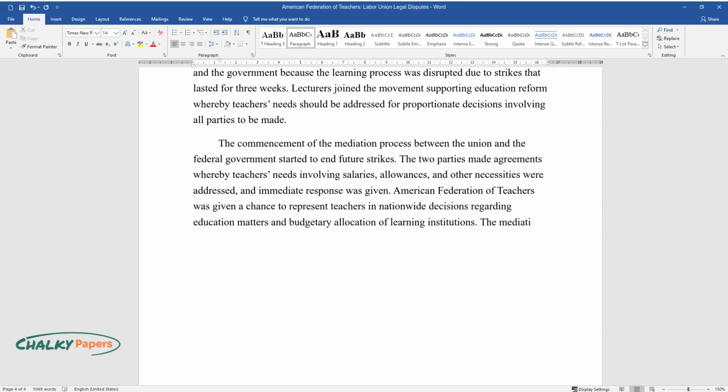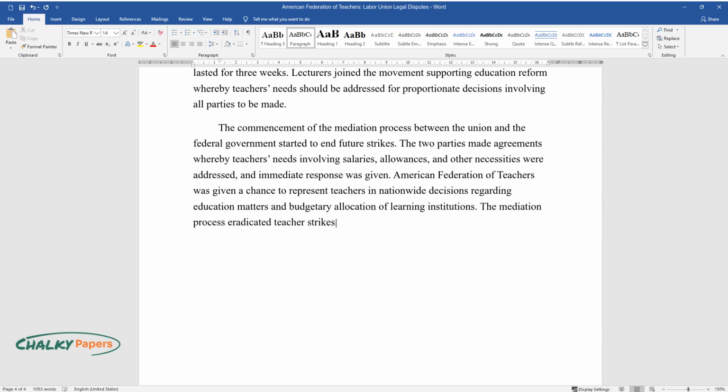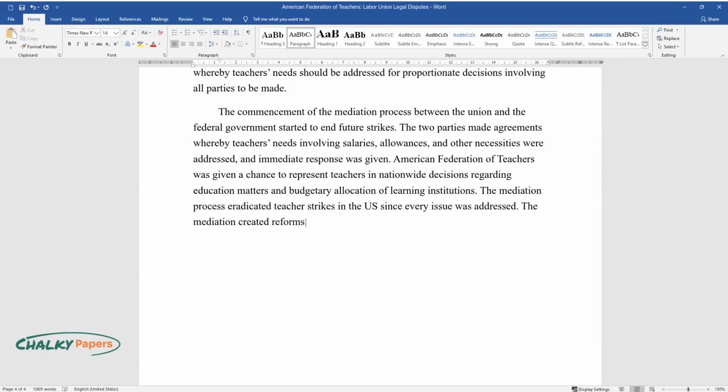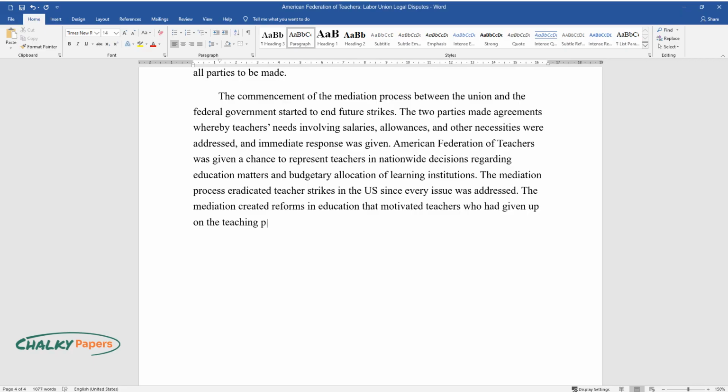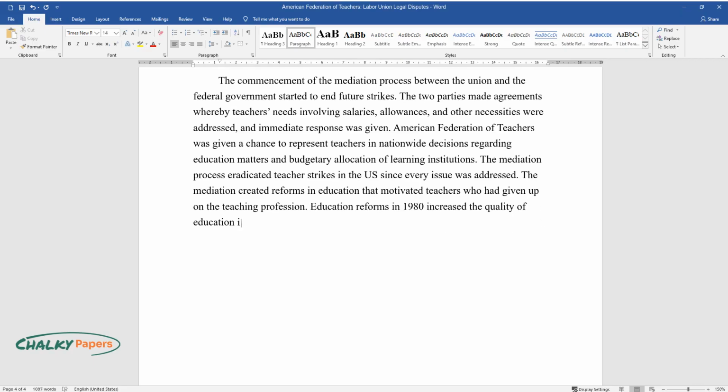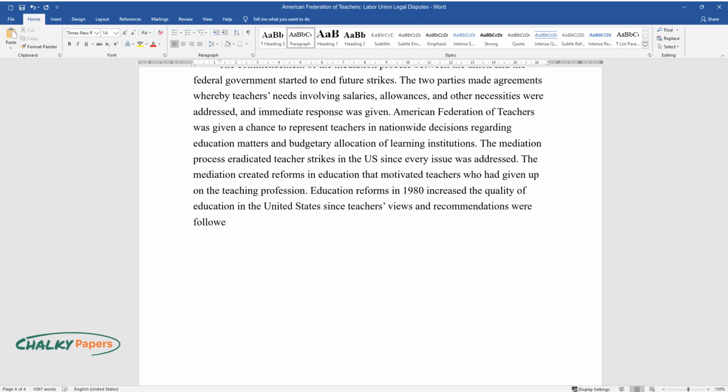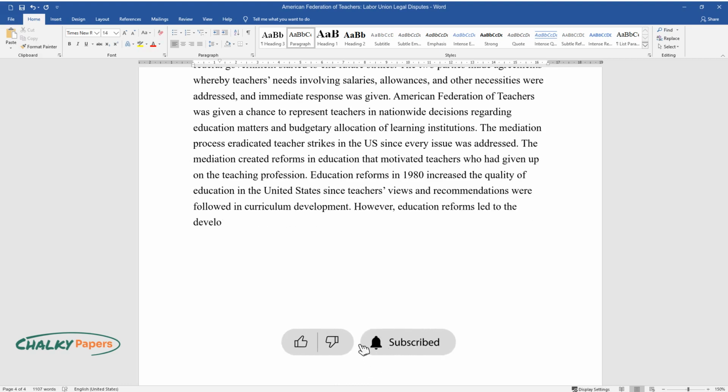The mediation process eradicated teacher strikes in the U.S. since every issue was addressed. The mediation created reforms in education that motivated teachers who had given up on the teaching profession. Education reforms in 1980 increased the quality of education in the United States since teachers' views and recommendations were followed in curriculum development. Education reforms also led to the development of well-informed decisions that allowed curriculum changes to fit learners' needs.